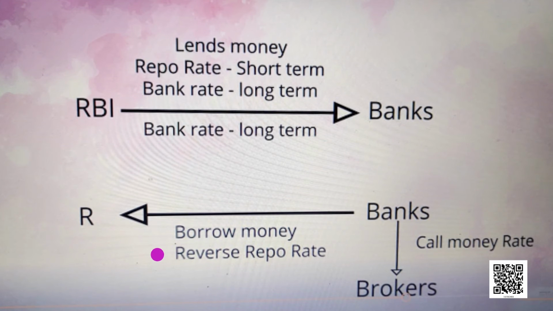Reverse repo rate is the rate at which the central bank of the country, which is RBI, borrows money from the commercial banks within the country. It is a monetary policy instrument which can be used to control the money supply in the country.